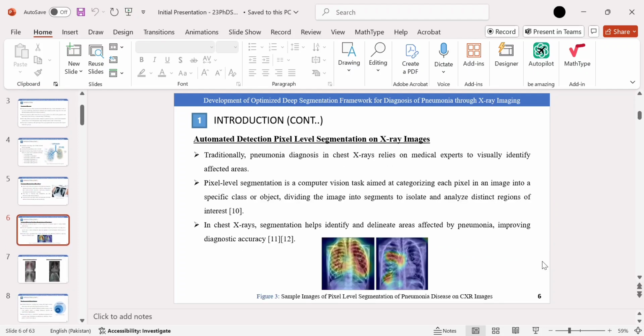Automated detection, pixel level segmentation on X-rays. Traditional pneumonia diagnosis relies heavily on medical experts, making it time consuming and subjective. Automated pixel level segmentation is a powerful computer vision approach that categorizes every pixel into a specific class.